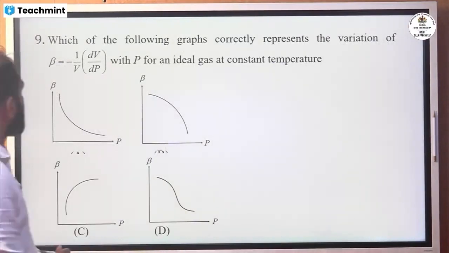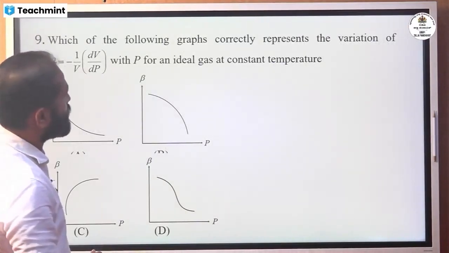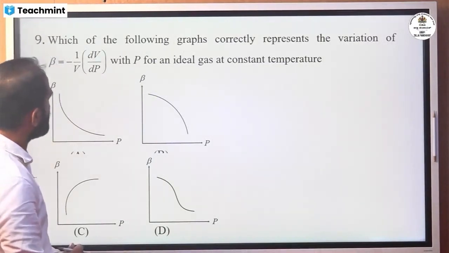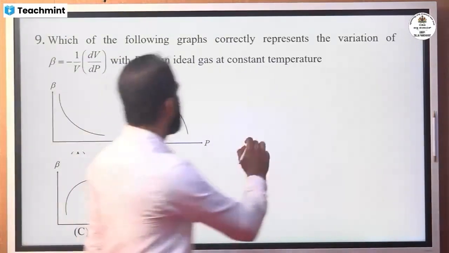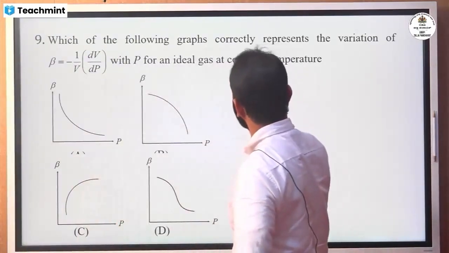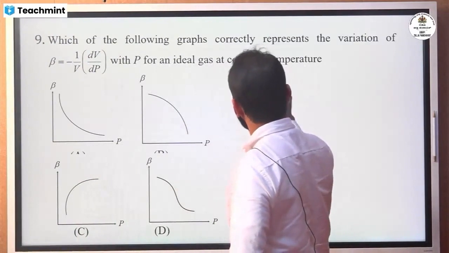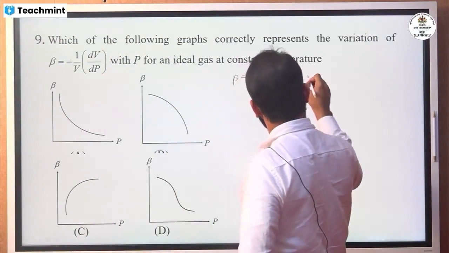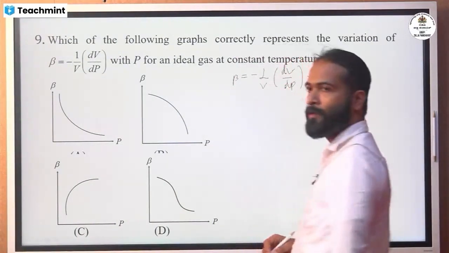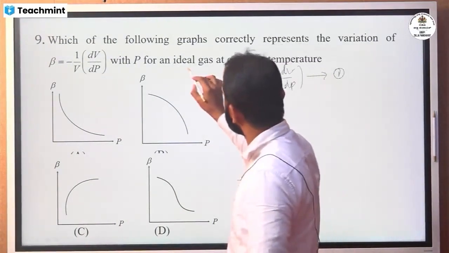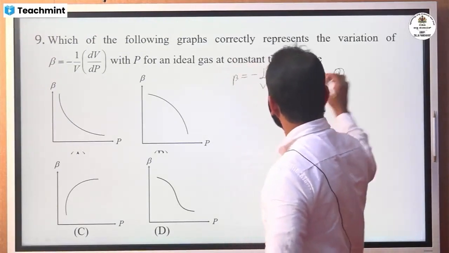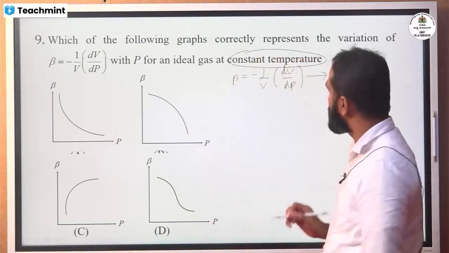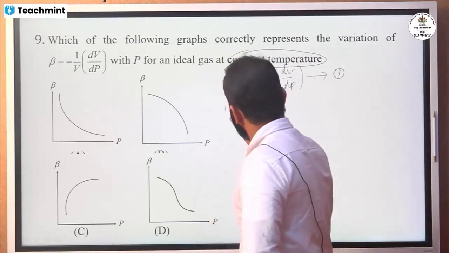Let's solve question number 9. Which of the following graphs correctly represents the variation of beta, which is equal to minus 1 by V dV by dP? So we have a given equation, beta is equal to minus 1 by V dV divided by dP. Let me take this as equation number 1. Now look at the given information. This question says there is a gas at a constant temperature. That means the process is an isothermal process.